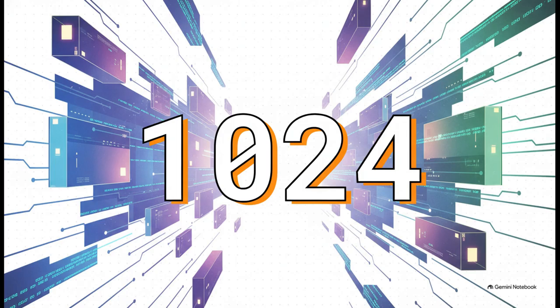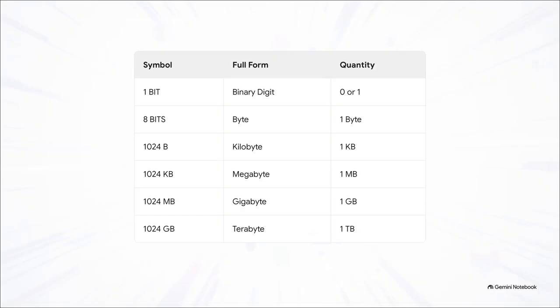Because computers operate on a binary system, memory doesn't scale up by clean thousands like we're used to. It scales in increments based on the power of 2. Watch how this actually builds our digital world. Up at the very top, the absolute smallest unit of data is 1 bit, which is short for binary digit. It's just a single cell holding either a 0 or a 1.